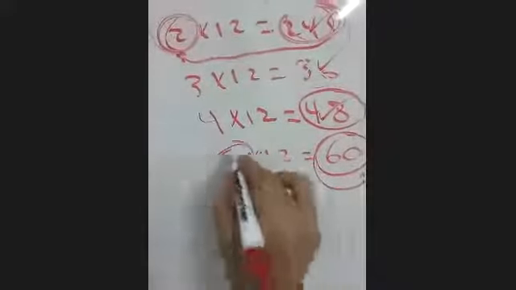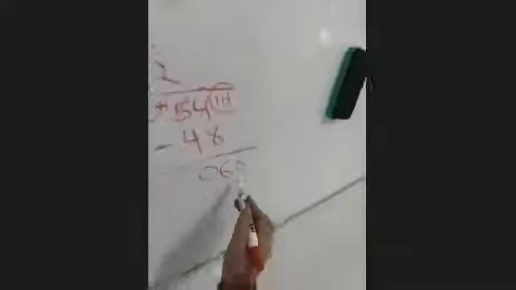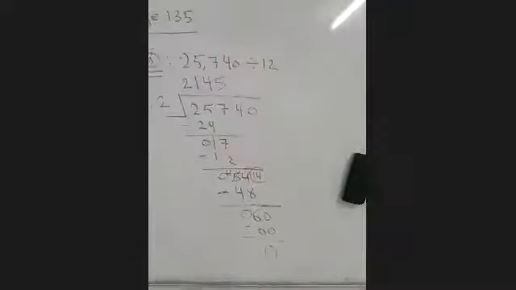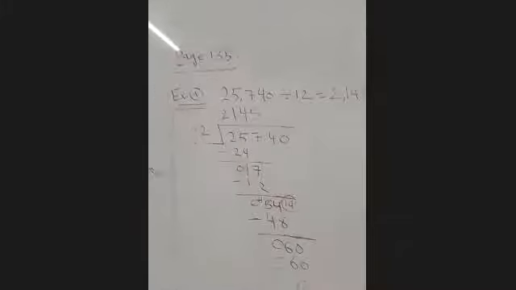Now, I have exactly 60 here, so I need to choose the 5. 5 times 12 is 60. Subtract, the answer is 0. So what's the answer here? 2145. This is example 1, how we deal with long division with big numbers.